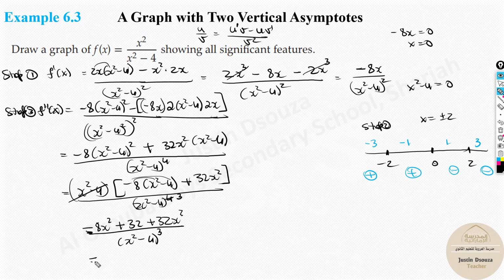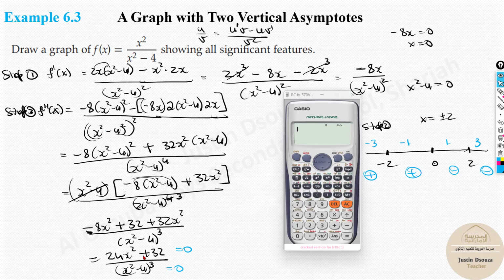Let's solve it now. I will simplify. 32 minus 8 will be 24x squared plus 32, divided by (x squared minus 4) the whole cube. Now what you need to do is basically equate the numerator and the denominator to 0. So let us do it in the calculator now. We have to put the numerator in the calculator and solve.